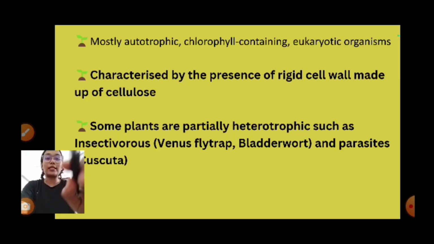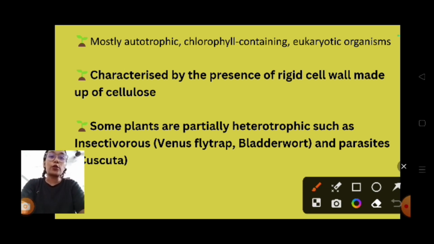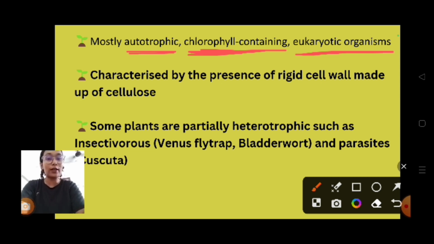We'll see some characteristics of kingdom Plantae. We know that plants are autotrophic, means they make their own food with the help of sunlight and chlorophyll. They are chlorophyll containing, they have a green color pigment called chlorophyll. And they are eukaryotic organisms, means they have a well defined nucleus with membrane bound cell organelles.